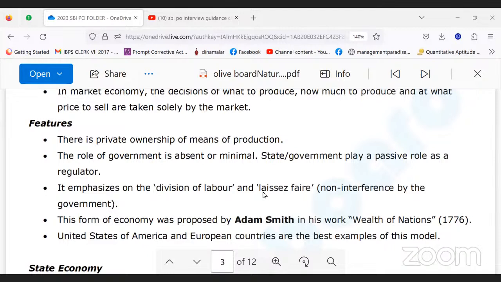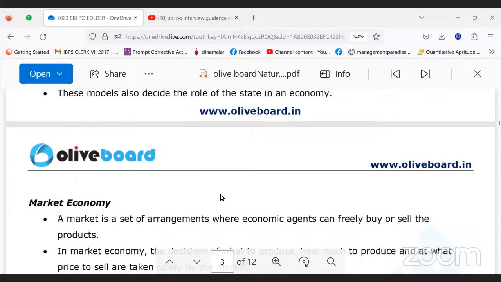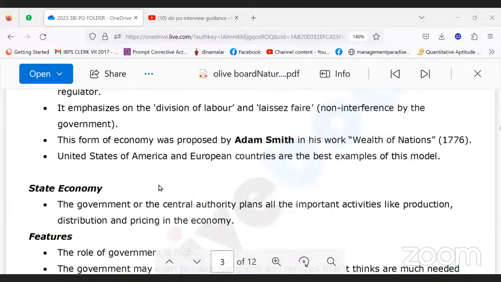This form of economy was proposed by Adam Smith in his work Wealth of Nations, 1776. United States of America and European countries are the best examples of this model. This is market economy. Continue.